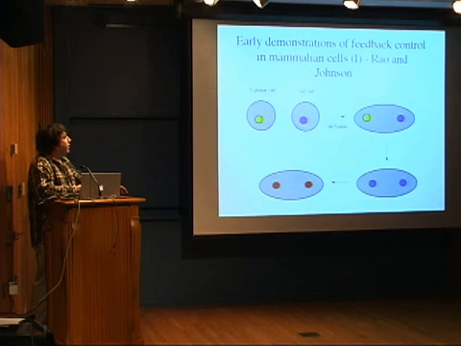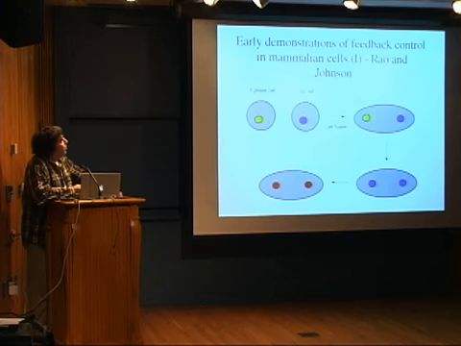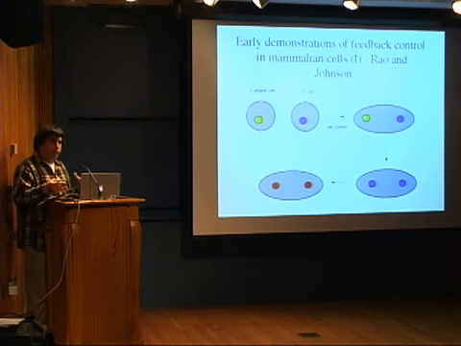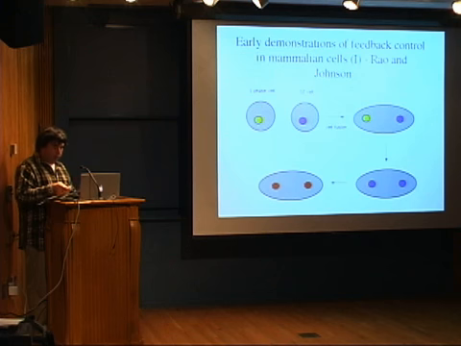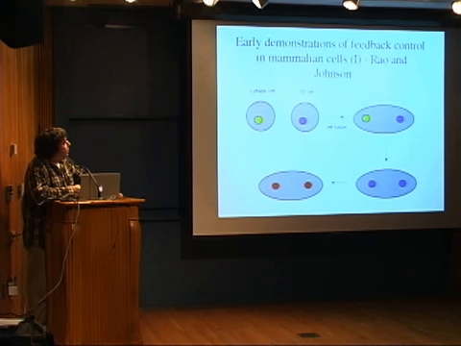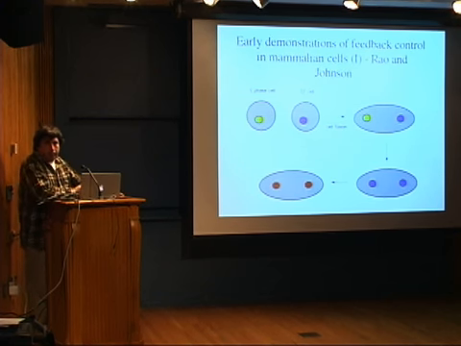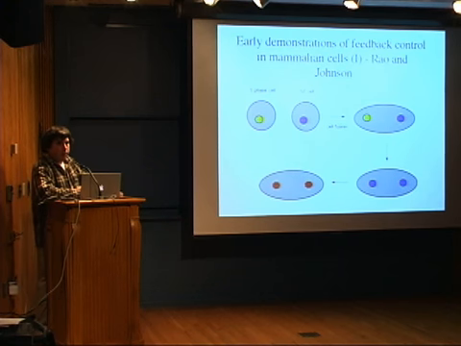And so I just wanted to give some examples of early demonstrations of the idea of feedback control and how people began to first realize that these were really independent regulatory systems that functioned purely to monitor how cells were progressing through the cell cycle. And so a famous example of feedback control in mammalian cells comes from an experiment done by two guys named Rao and Johnson. Now, how many people here are familiar with the Rao and Johnson experiment?